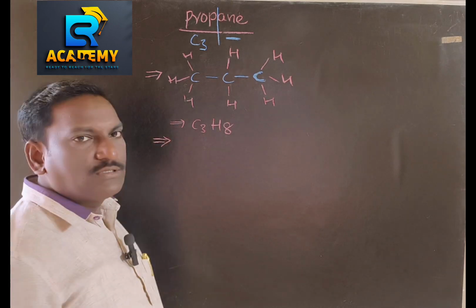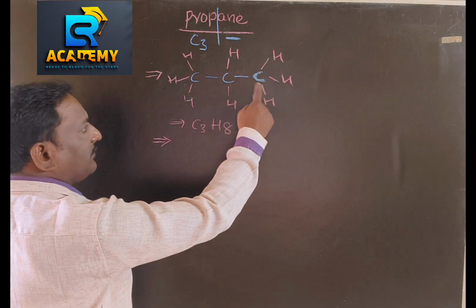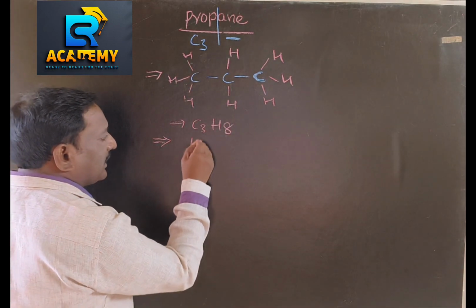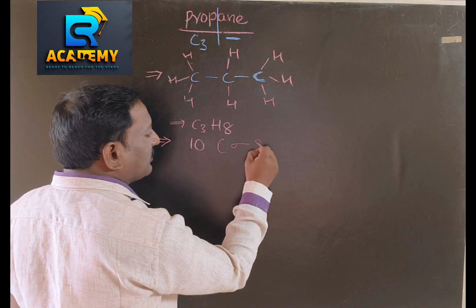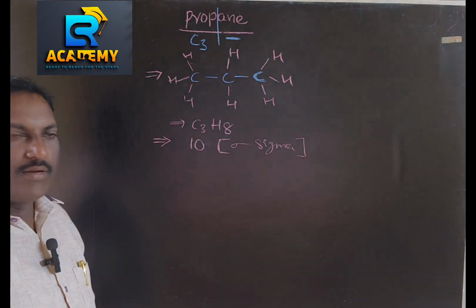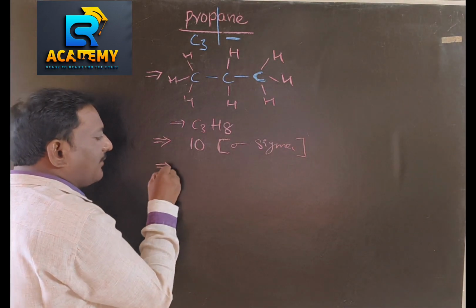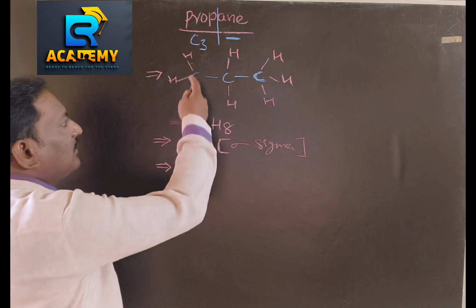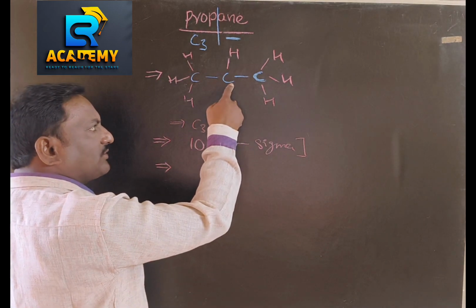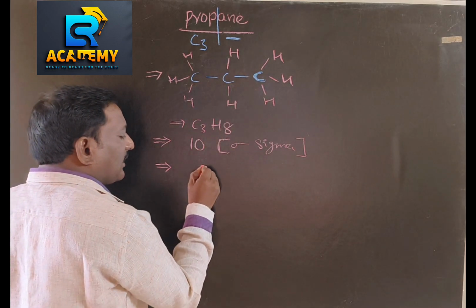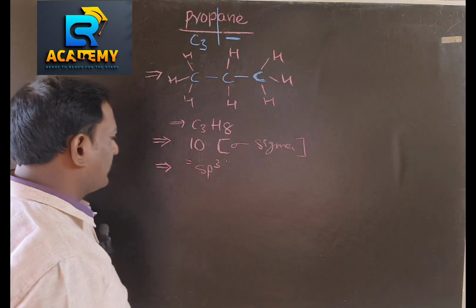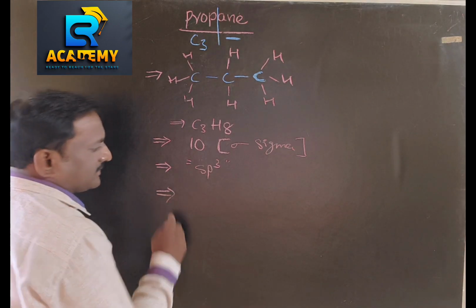Next one, what about covalent bonds? How many covalent bonds are there? 1, 2, 3, 4, 5, 6, 7, 8, 9, 10. 10 covalent bonds are there. Among the 10, all are sigma bonds only. Right? Next, hybridization. Each carbon has given 4 bonds with neighbors, only single bonds, so that's why it's sp3 hybridization. This one also sp3. All carbons undergo sp3 hybridization.